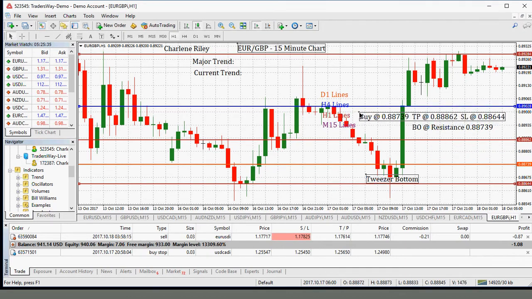And then the other thing that you have to do is put your arrow in to show where you entered the trade. You use an up arrow for a buy, and you use a down arrow for a sell. And so this setup shows me exactly why this trade was entered into.